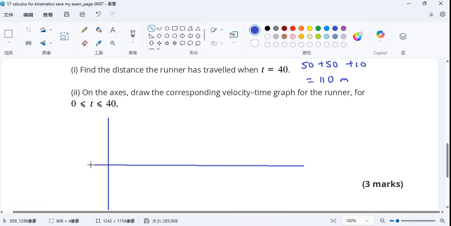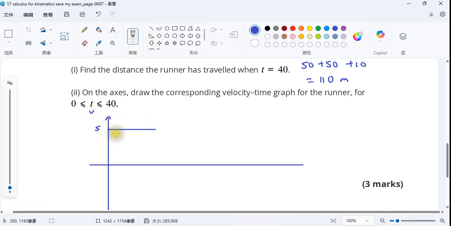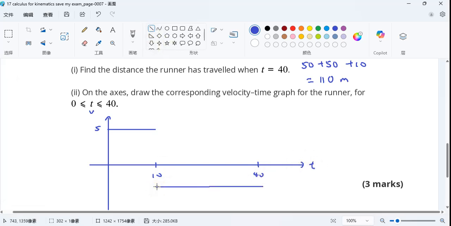So for this one, then we have the 5 here. And this is the V, 5, 0 until 10, 10 until 40, T, and then negative 2 is here. Okay, so this is negative 2.